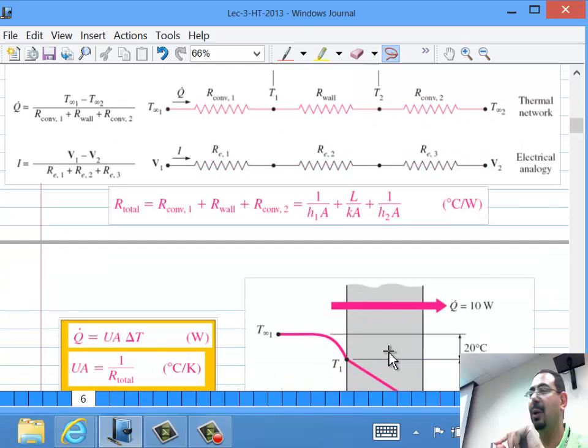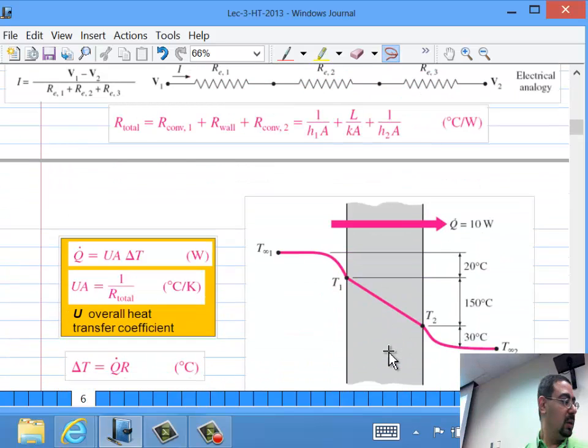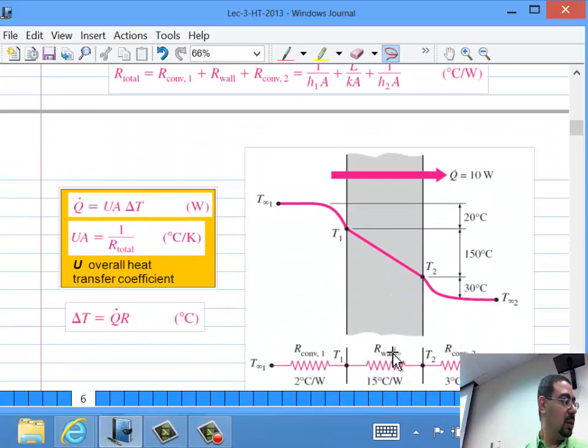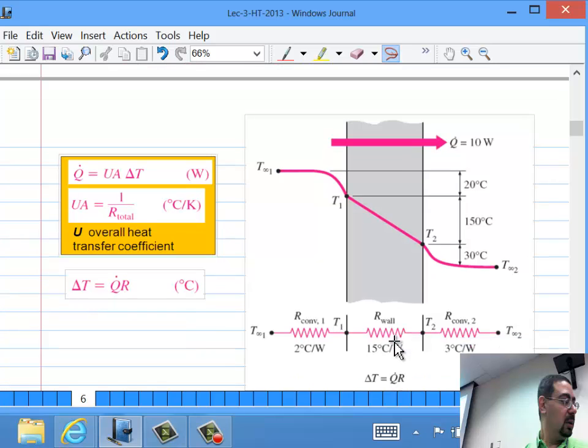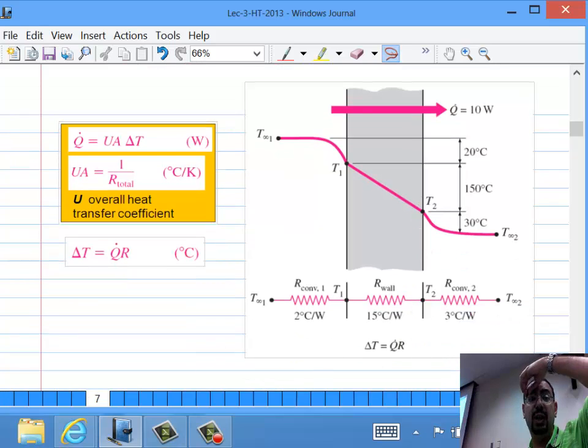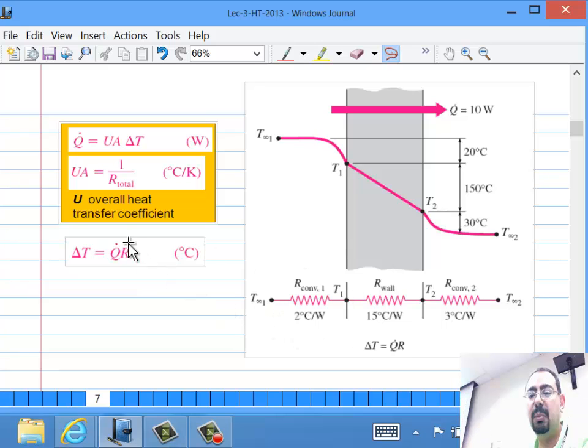Now one can actually look at those three together as one big giant resistance, right? And this one big giant resistance, we can call it 1 over UA. Imagine taking this R here and making it 1 over UA. So the R total is 1 over UA. What is U? That's the overall heat transfer coefficient.